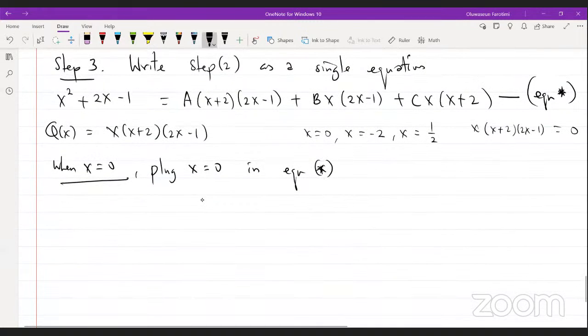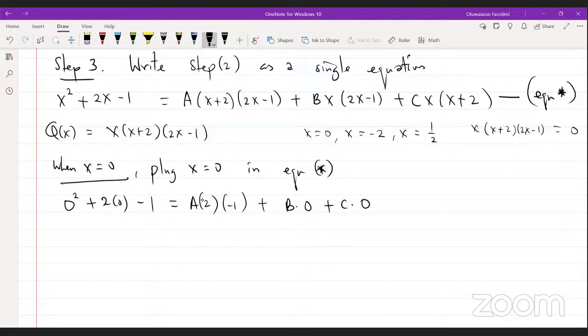If I plug in X right there, you have 0 squared plus 2 times 0 minus 1 equals, this is 0 plus 2, you got a 2, this is 0 minus 1, you got a -1, plus that guy becomes b times 0 plus c times 0. On the left-hand side, I have a -1. On the right-hand side, this guy goes to 0, this guy goes to 0, -2a. What does this mean, guys? It means my a is just 1/2. So I'm done with this part.